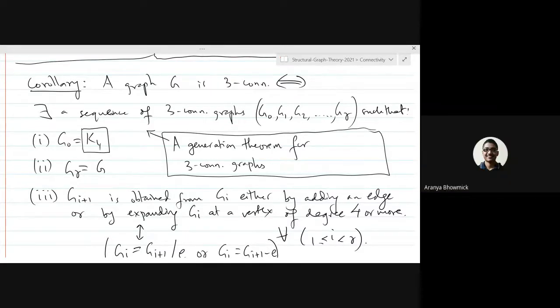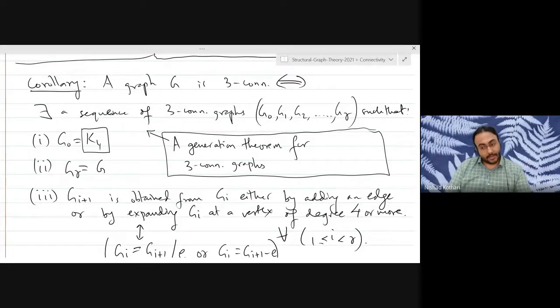So if G is a 3-connected graph and H is a 3-connected subgraph of G, then you can't simply take a subgraph. You have to be more careful, because notice that in this sequence, the graphs are not necessarily subgraphs of the original graph.